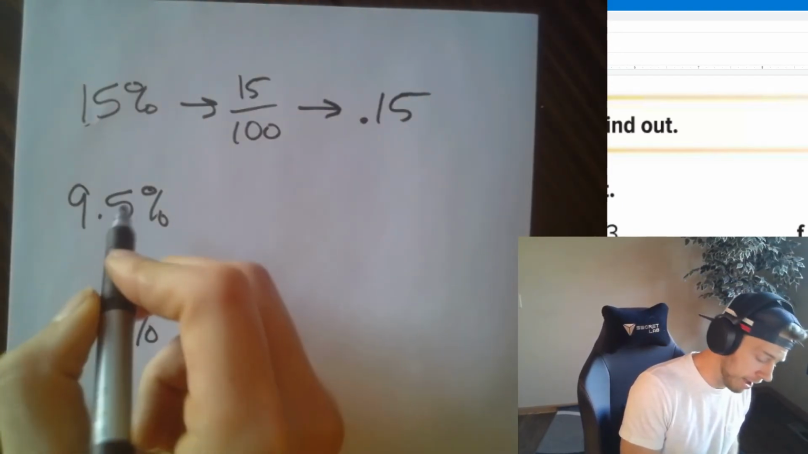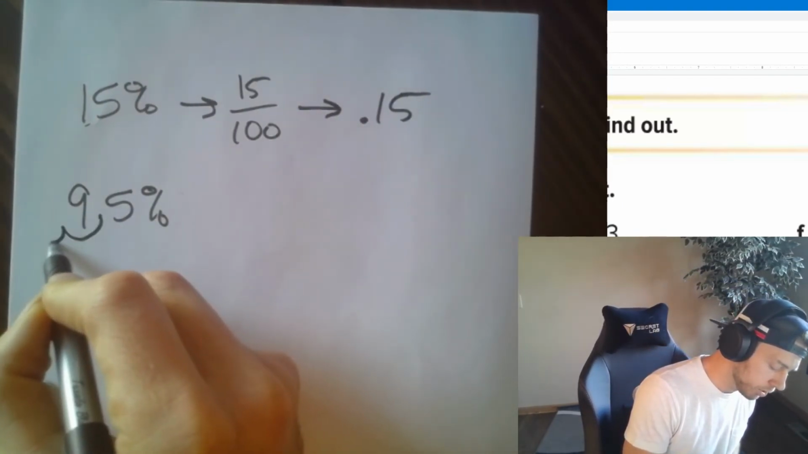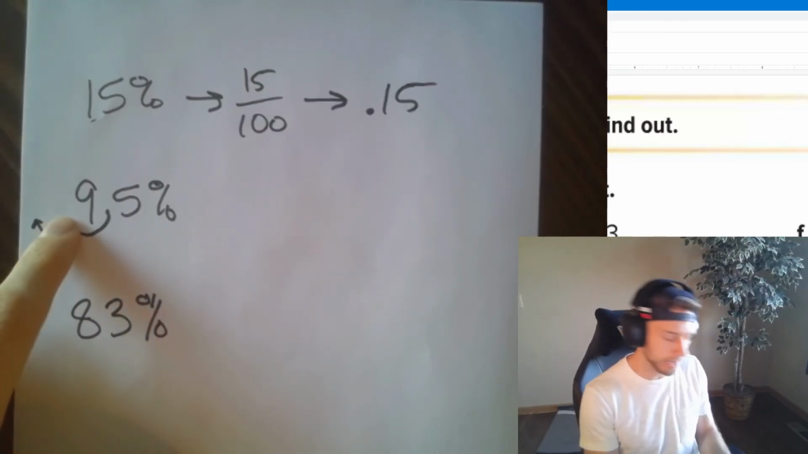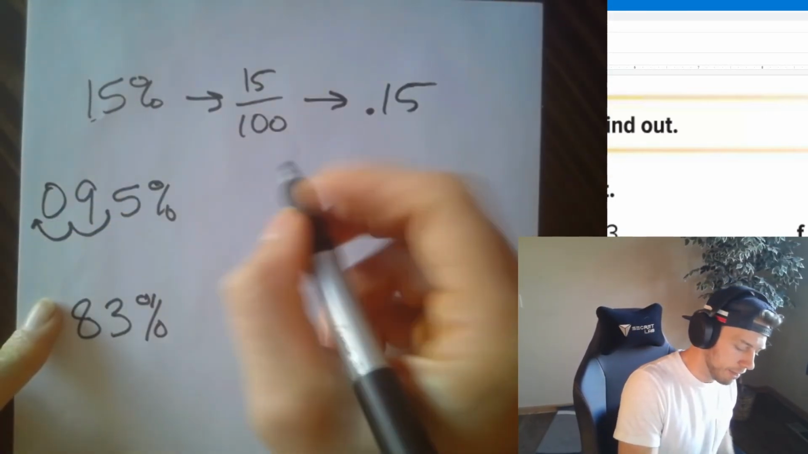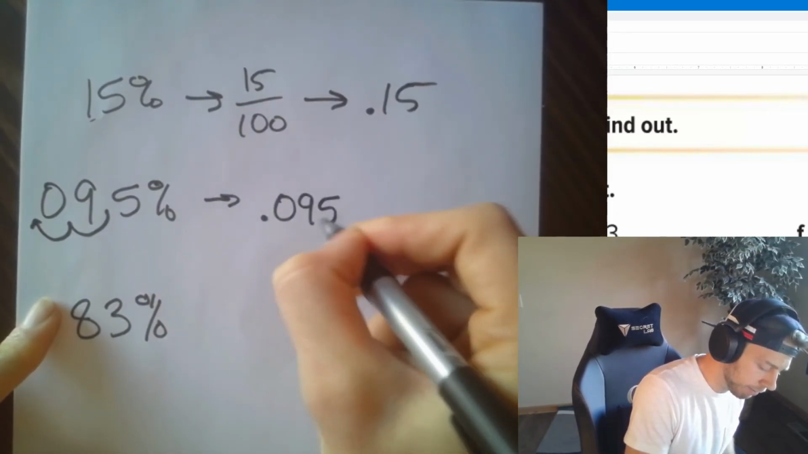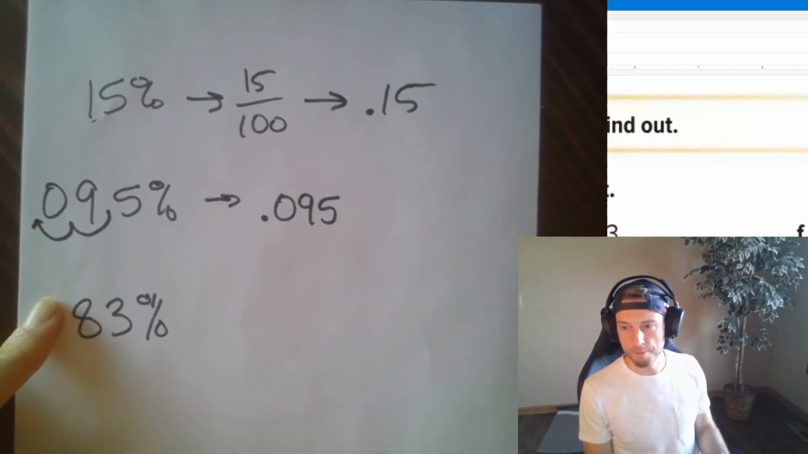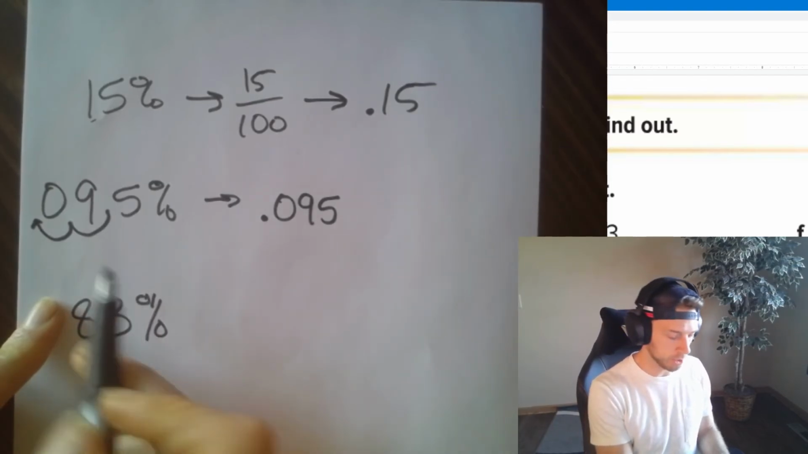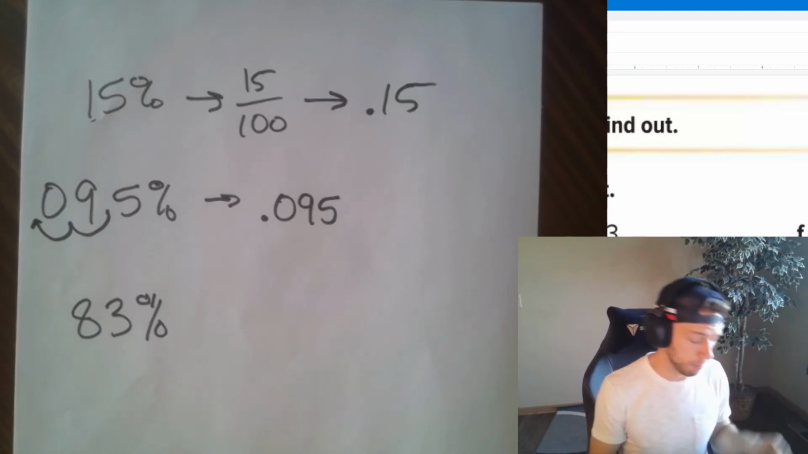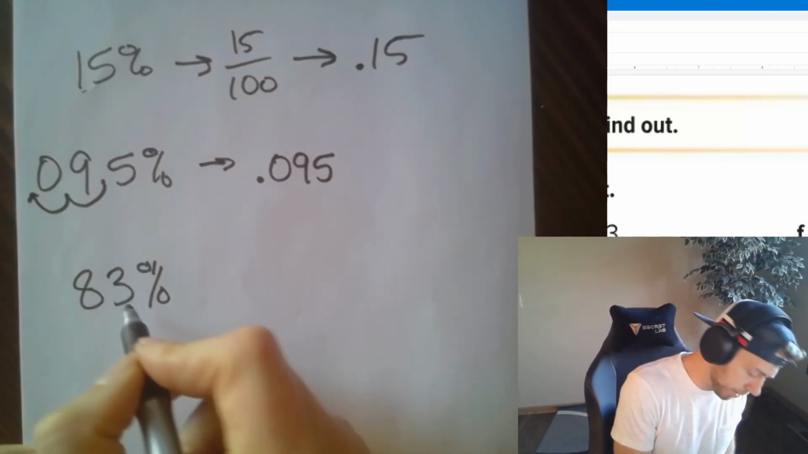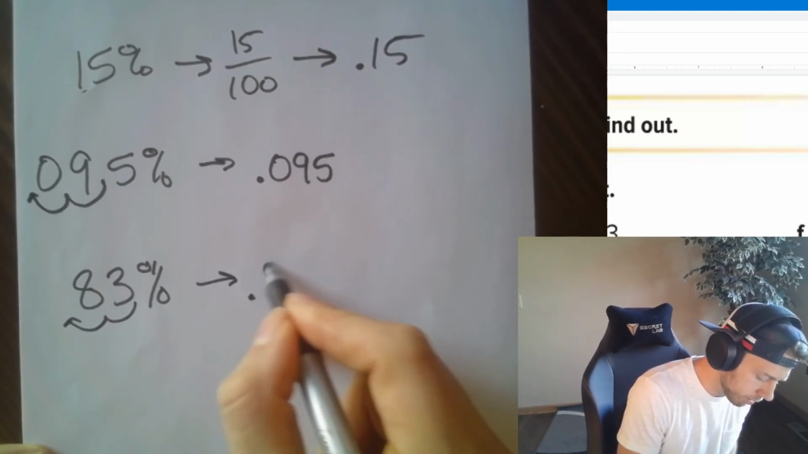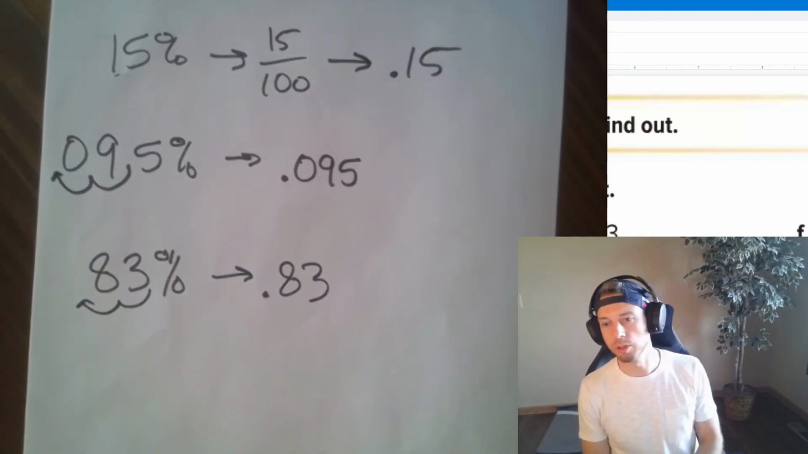So 9.5 as a decimal, 2 places to the left. This one's kind of weird too because there's nothing right here, but that's okay. We fill in a 0. This would actually be 0.095, because we moved it 2 places to the left. That's the rule. Follow it. You'll never miss those problems. 83%, same thing. Kick that decimal 2 places to the left. Your answer is 0.83, or 83 hundredths.